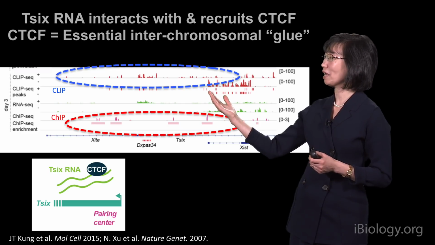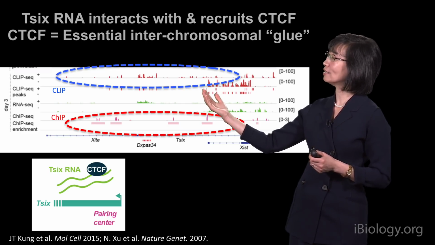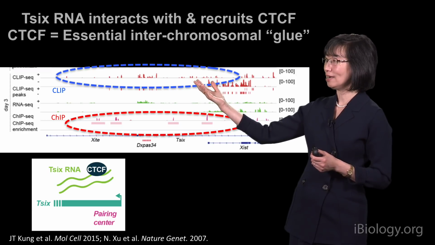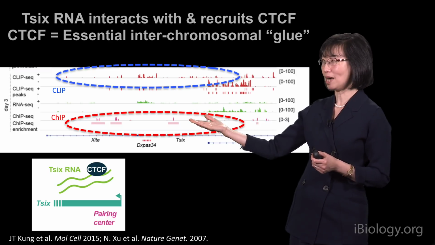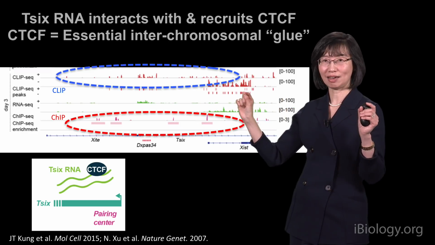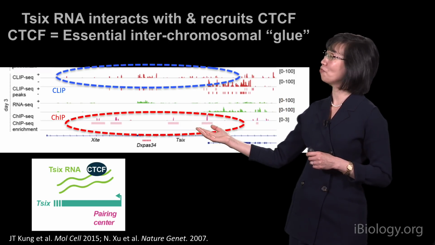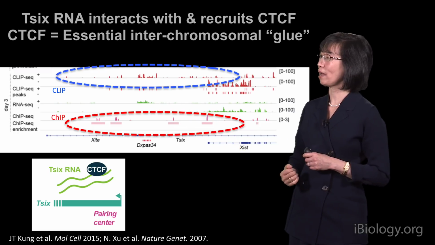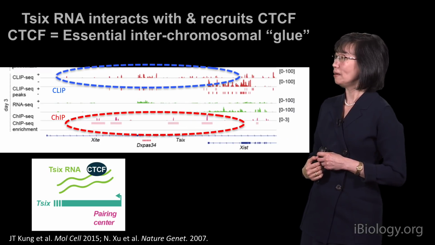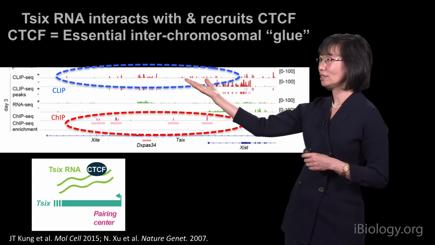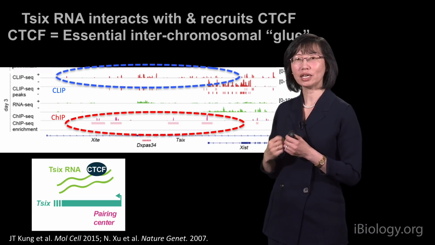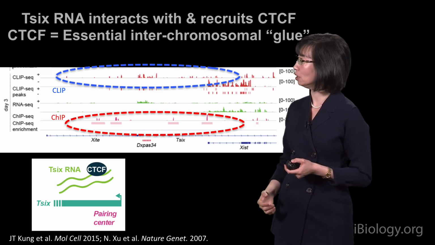In these complicated experiments, what you can see is that CTCF binds to Tsix and Xite RNA, and CTCF also binds to the DNA, that white line, that 15 kb region I demonstrated before, to specific regions of the pairing and choice center. So this binding to the RNA is essential for CTCF to be recruited as an interchromosomal glue.